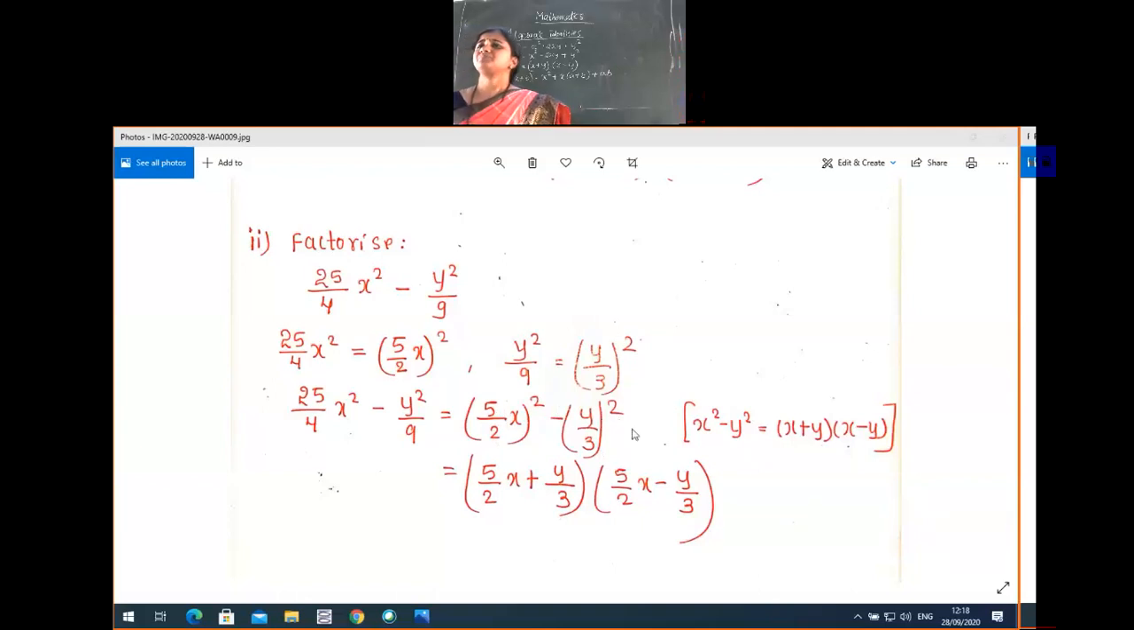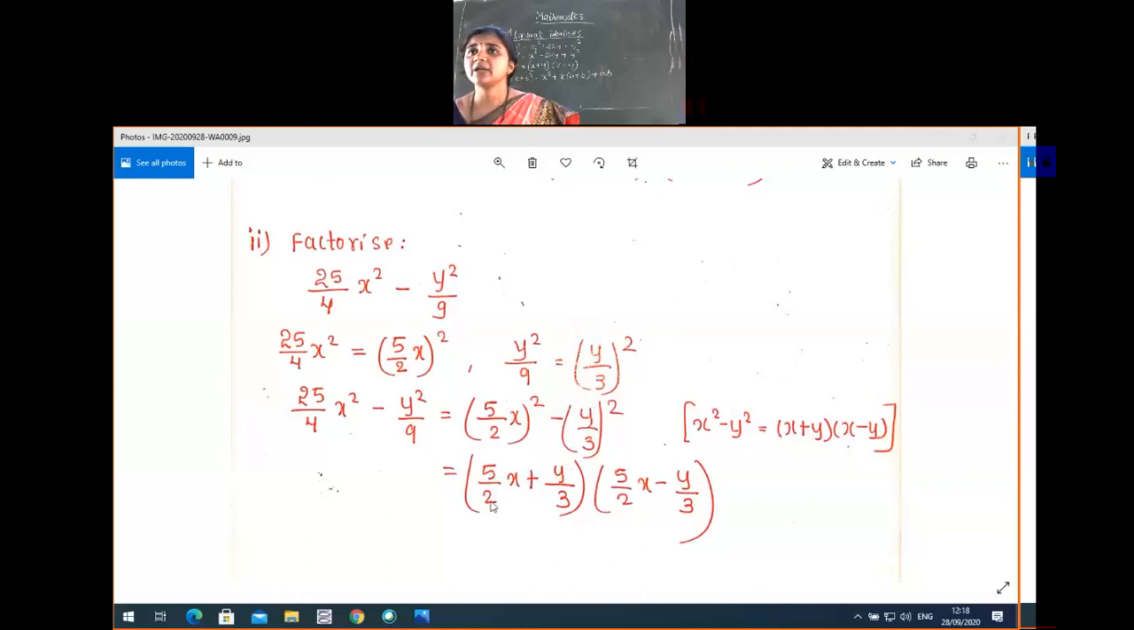So clearly we can observe that it is in the form of a square minus b square, or x square minus y square, right? What is the expansion of x square minus y square? x square minus y square expansion is x plus y into x minus y. So in place of x, 5 by 2x is there. In place of y, y by 3 is there. So just apply that identity: a square minus b square is equal to a plus b into a minus b.